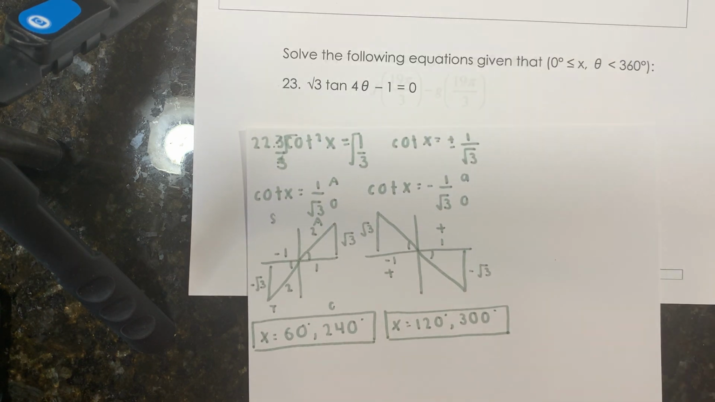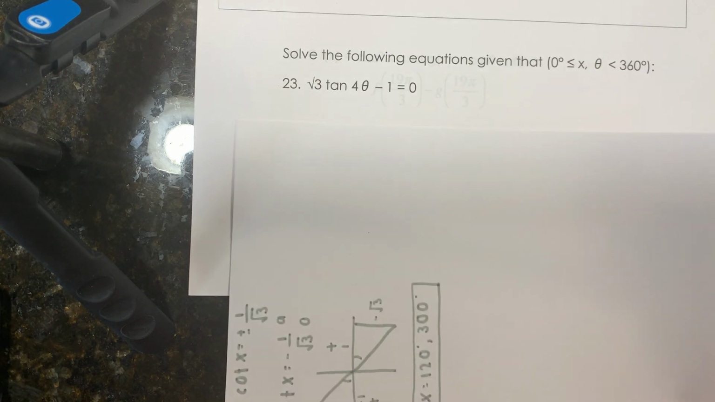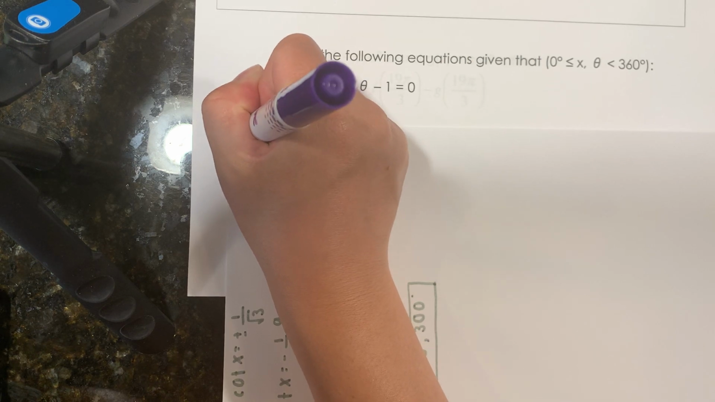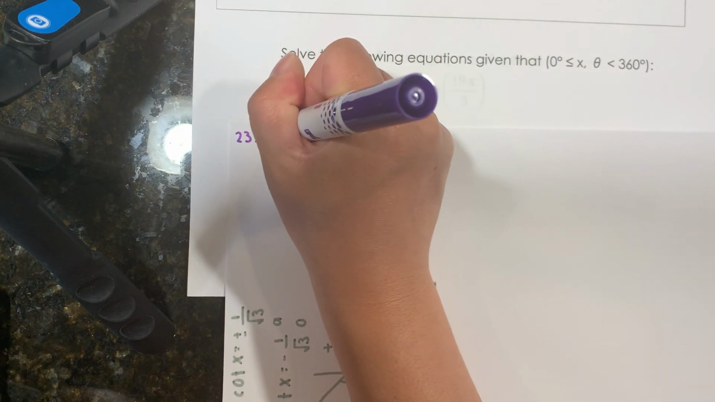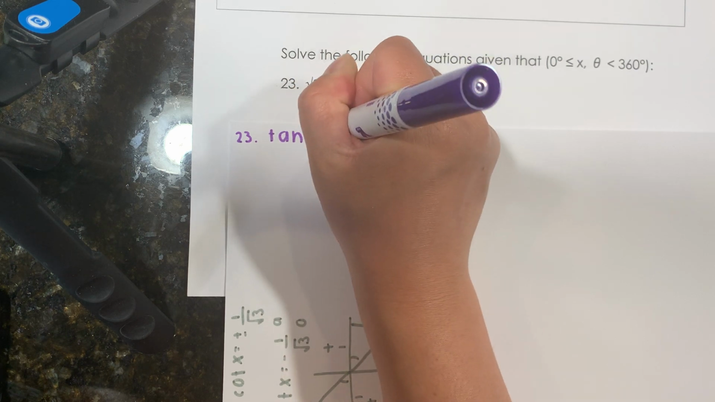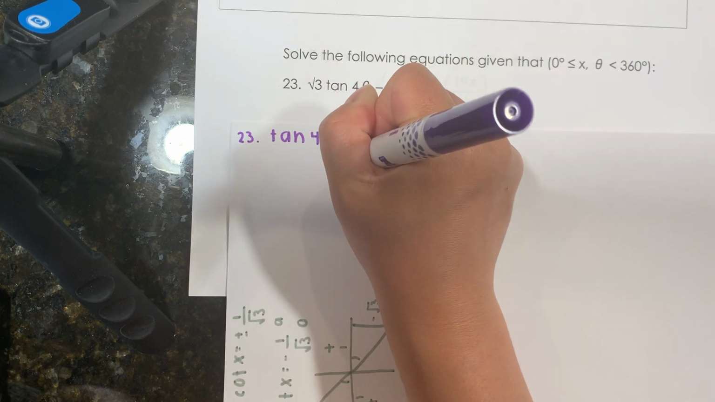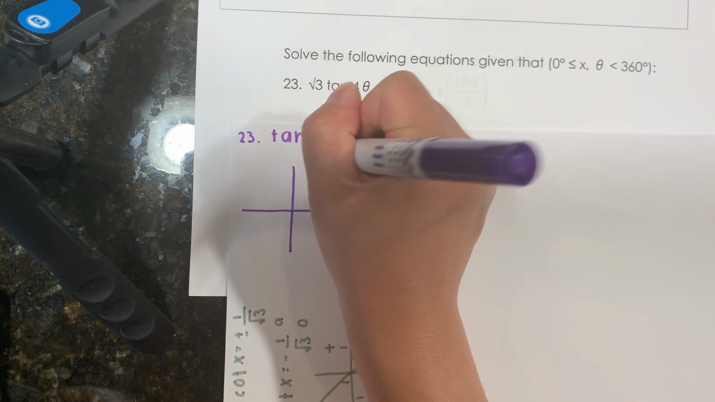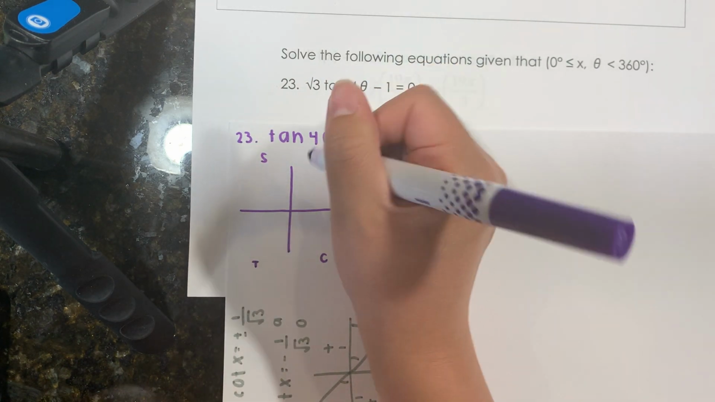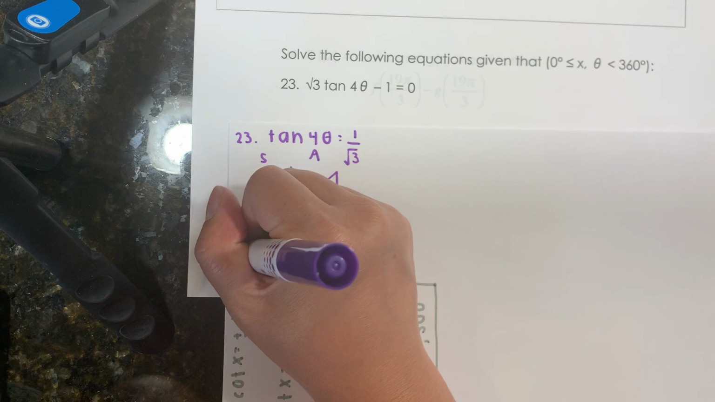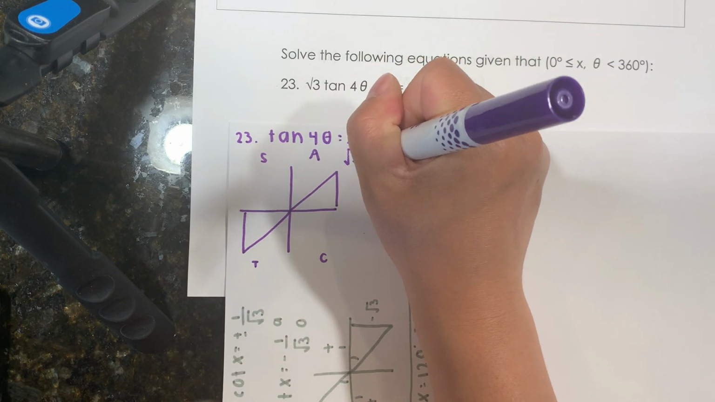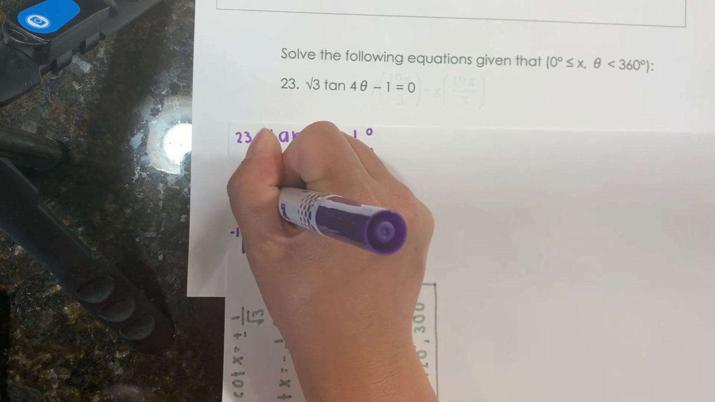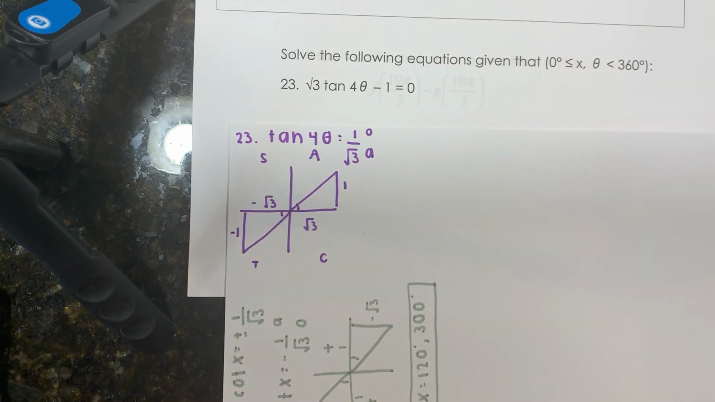Now on number 23, similar problem. I'm going to start by moving the 1 to the other side, then dividing by root 3. So 23, I have tangent of 4 theta equals 1 over root 3. So just like in the last problem, I'm trying to solve where tangent is positive, which would be quadrant 1 and quadrant 3. And this is opposite over adjacent, so this would be 1 over root 3, then negative 1 over negative root 3. This angle is now going to be a 30-degree angle.